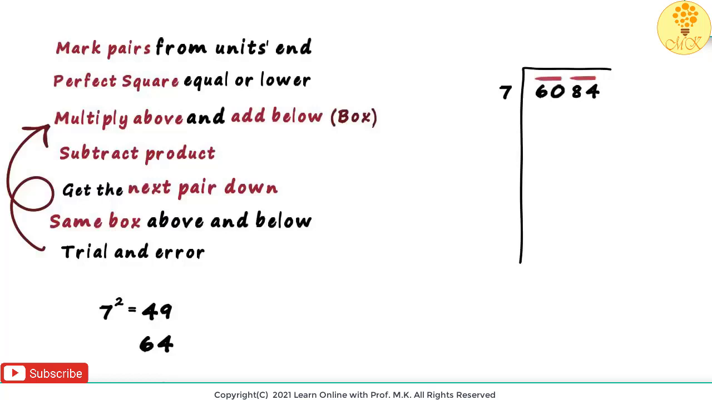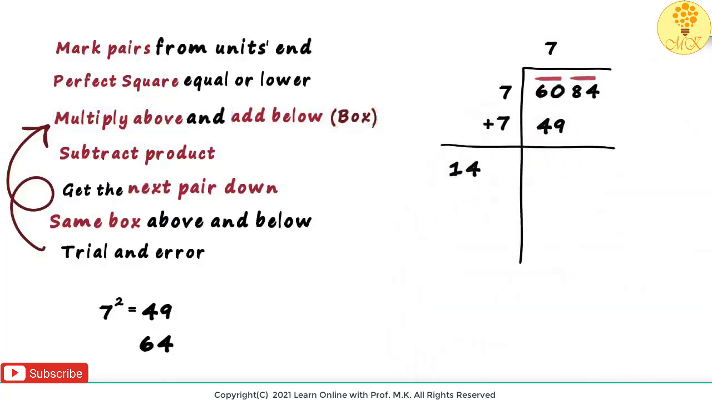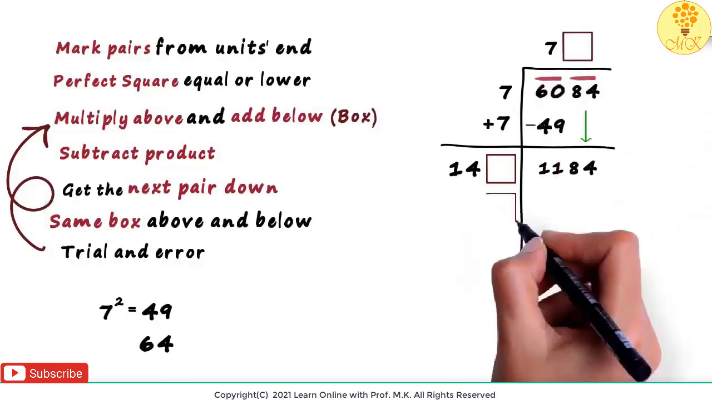In the next step, we multiply above and write the product here. So 7 multiplied by 7 gives us 49. And then we add below and draw a box next to it. 7 plus 7 gives us 14. And we leave some space for the box. Next, we follow 3 simple steps. Subtract product. 60 minus 49 gives us 11. Then we get the next pair, which is 84, down. Then we draw the same box above and below.